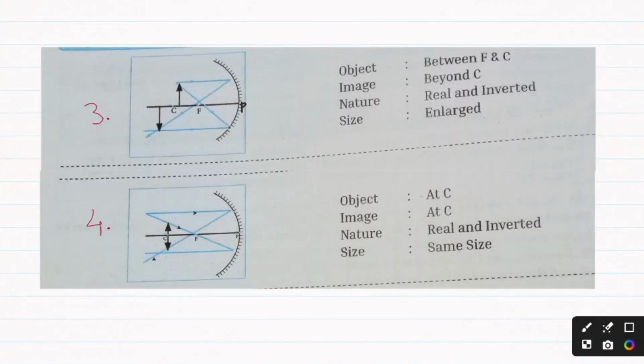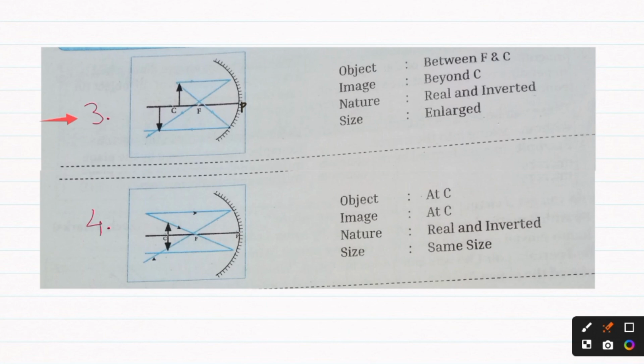Guys, the third scenario is the object is between focus and the center of curvature. Let's begin. Usually a ray comes parallel to the principal axis and goes by passing through the focus, and the second ray comes by passing through the focus and goes parallel to the principal axis. These both rules are opposite, so it is very easy to understand.